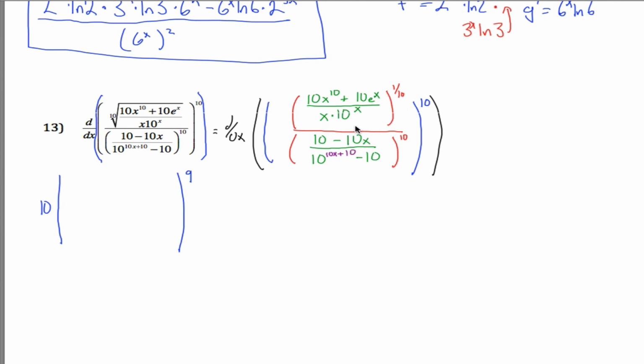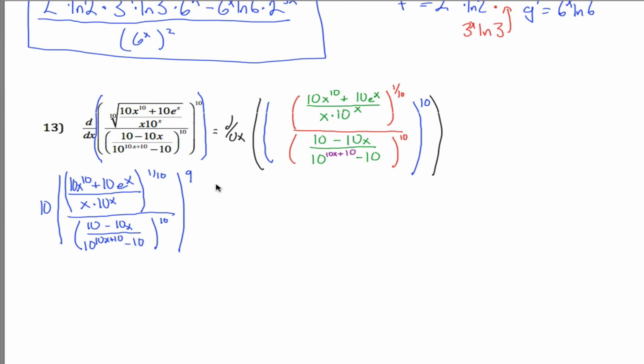So I'm going to recopy everything here in green, red, and purple over here, just so my final answer is complete. 10x to the 10th plus 10 e to the x divided by x times 10 to the x. So that mess, and that mess is raised up to the 1/10th power. And that gets divided by some other fraction raised up to the 10th power, that other fraction being 10 minus 10x divided by 10 to the 10x plus 10 minus 10. What I've done in this first step is I've taken care of the blue up here.